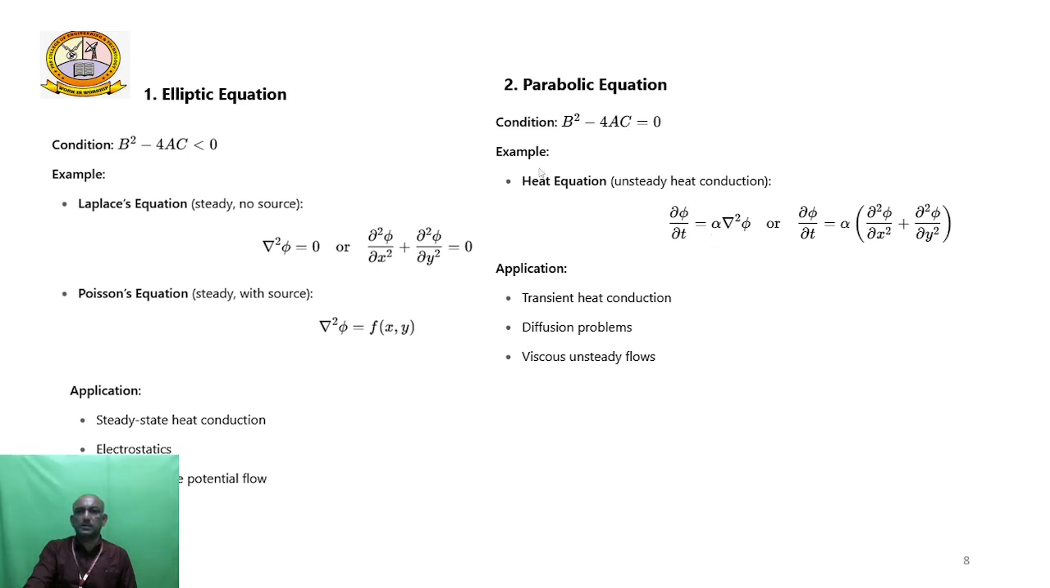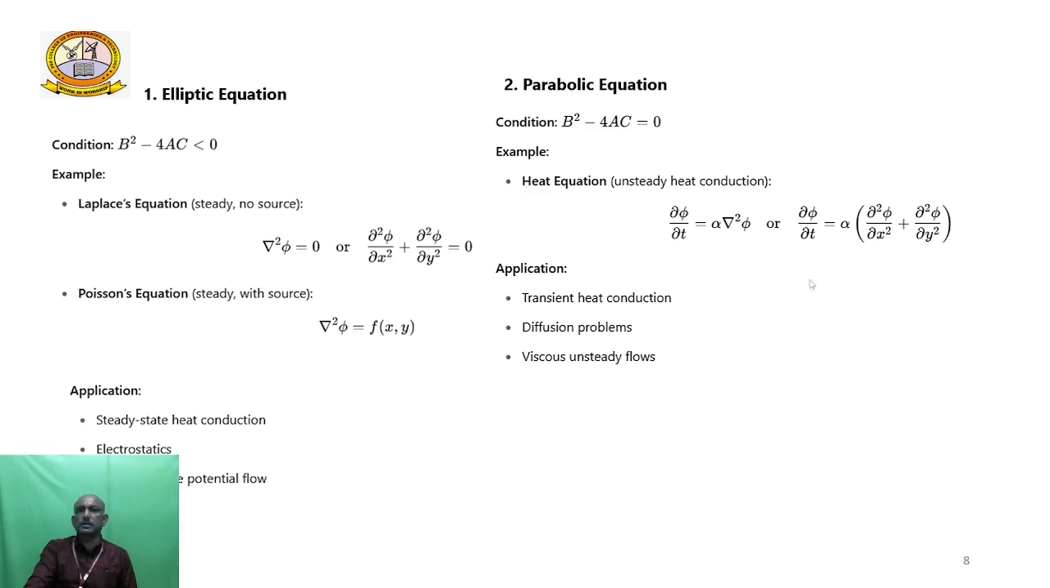So here the example is the unsteady heat conduction equation. So what is the unsteady heat conduction equation? Dou phi by dou t equal to alpha into dou squared phi. So this is the equation format. We can write it in that format also: dou phi by dou t equal to alpha into dou squared phi by dou x squared plus dou squared phi by dou y squared.